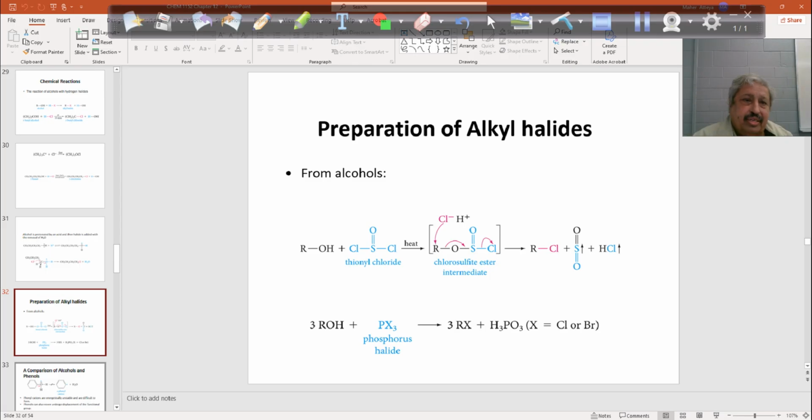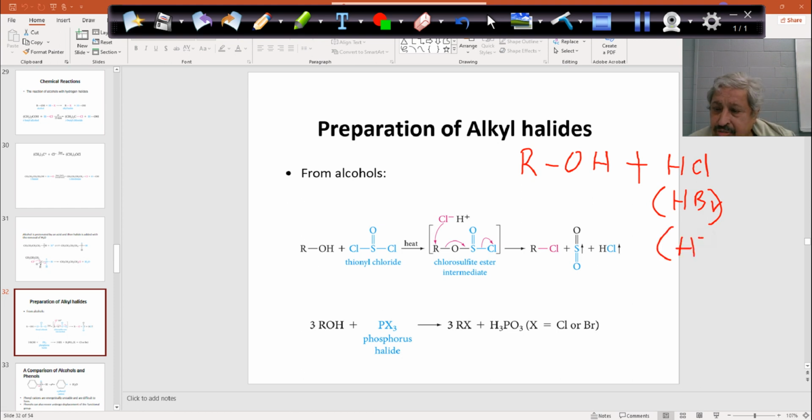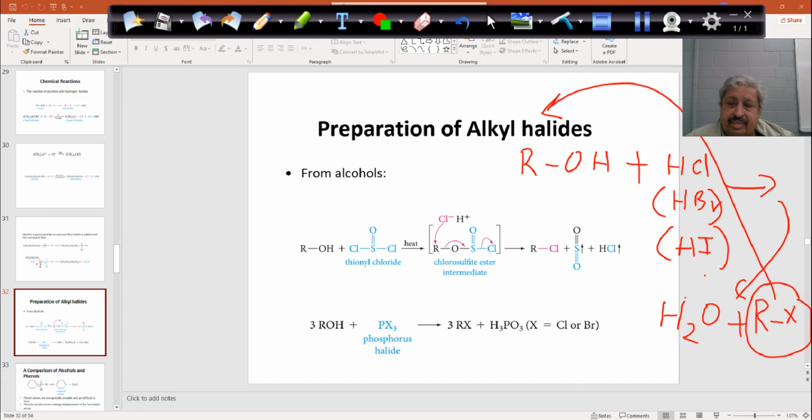That's the mechanism, but as I said, don't worry about the mechanism. The main thing is ROH plus strong acid, which can be HCl, HBr, or HI: hydrochloric acid, hydrobromic acid, or hydroiodic acid, those three. And then they can pull out H2O plus RX. So RX is the alkyl halides, and those halides are chlorine, bromine, iodine. The fluoride has to go a different mechanism because HF is a weak acid.